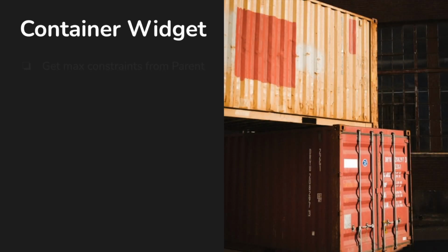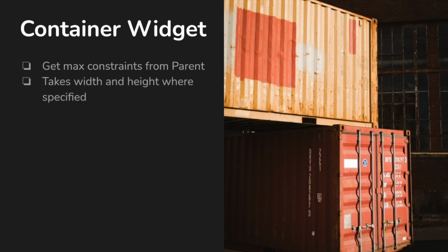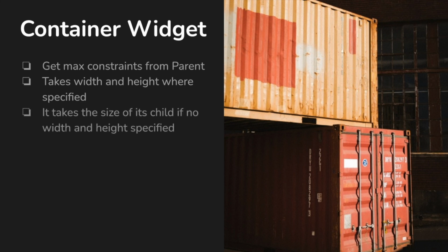The next widget is the container widget. The container widget gets its maximum constraint from its parents. It can only grow as big as its parents. It takes width and height where width and height is specified. It takes the size of its child if no width and height is specified.